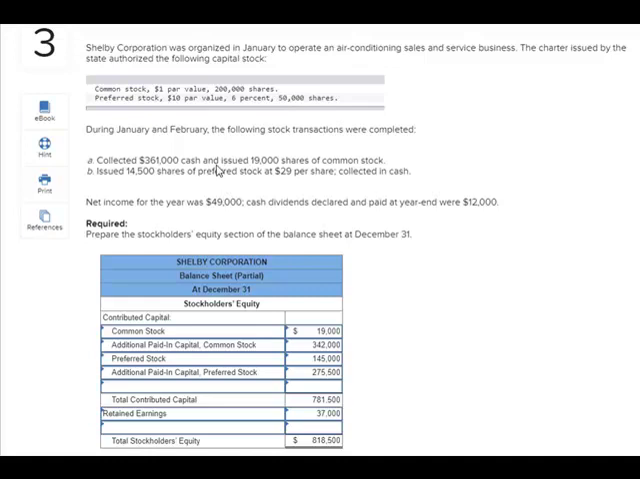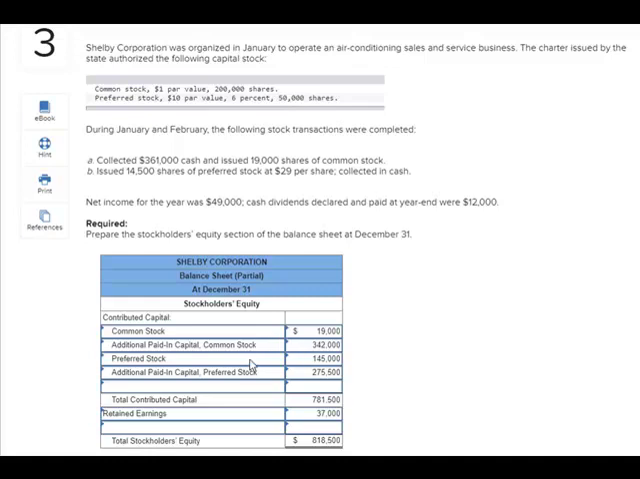The amount that we sold the stock for on top of par, that goes into the additional paid-in capital account. And since we sold the stock for $361,000 cash total, we can take that, subtract the par value, and that gives us the amount of additional paid-in capital.